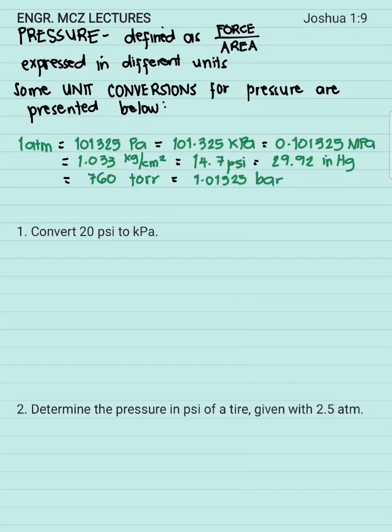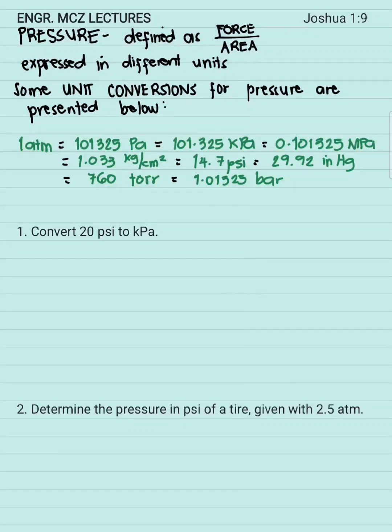For this lecture, let's talk about pressure. Pressure is defined as force over area, expressed in different units. Here, we have some unit conversions presented below. For every 1 atmosphere, we have 101,325 Pascal, 1.033 kilogram over square centimeter, and so on and so forth. They are all just equal to 1 atmosphere.